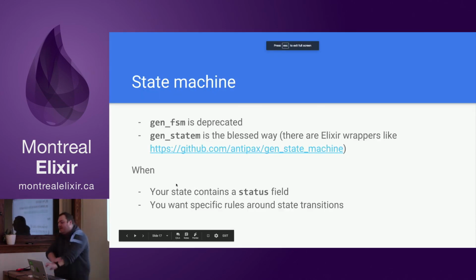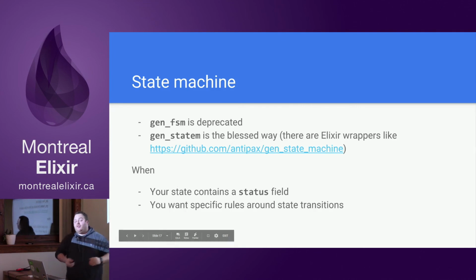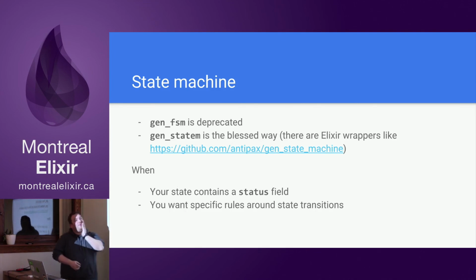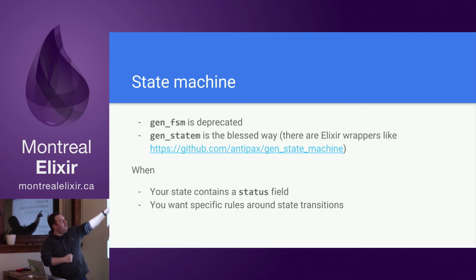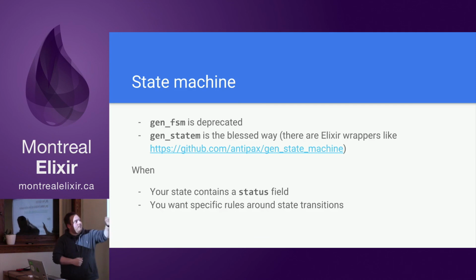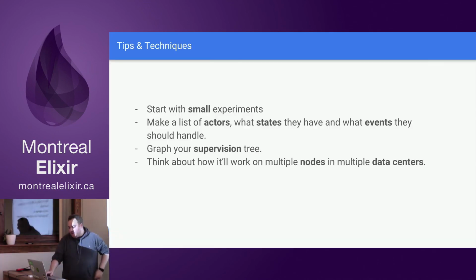Another type of actor, which I'm not going to show you today, is a state machine. Anytime you have states, like a status field, you need this. A good example is an engine that you can turn on or off, but you can only accelerate it when it's on. So you have some rules: you can only allow certain events to occur in certain states. In that case, you want to use a state machine. There's Gen FSM, but it's deprecated, don't use it. There's Gen State M, which is the newer one, and there are some wrappers you can use, which are pretty awesome. And yeah, I showed you that demo.